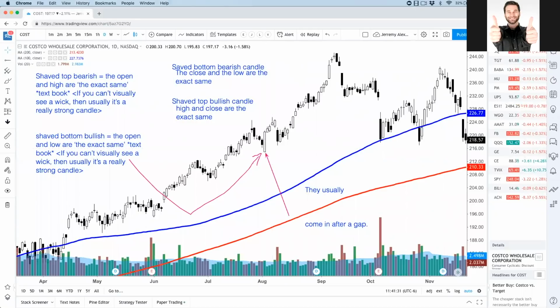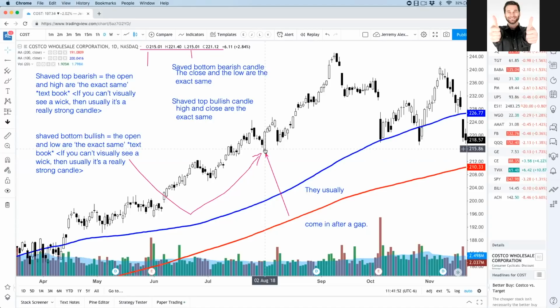And what you'll notice is they are textbook the exact same. So check it out. Keep your eyes on the O and the L, so the open and the low. And what we're going to talk about is the sentiment. What does that mean when you get a shaved bottom candle? You see the open and the low are exactly the same number.